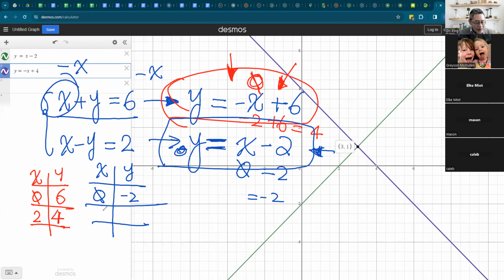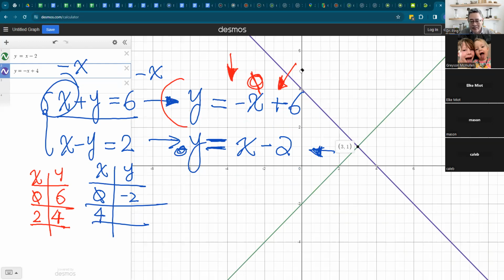Now, what happens if our x is 4? What will be our y? Good job, Caleb. Good job, Roger. Okay, Mason and Grayson.